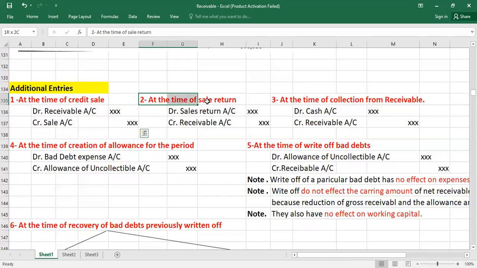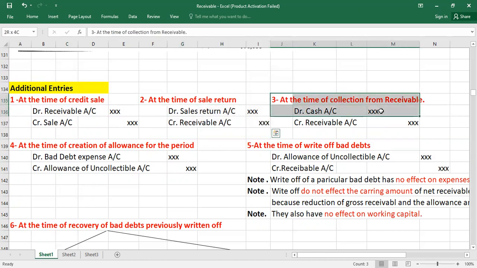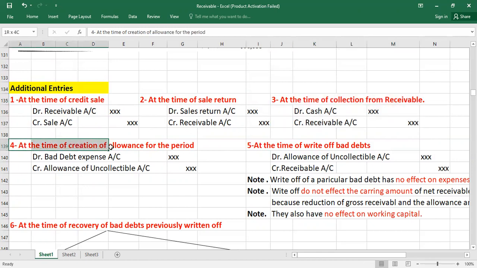And at the time of sales return, what entry might we pass? I'm assuming here you are not creating any allowance for sales returns. You will pass debit sales return account, credit receivable account. And at the time of collection from receivables, we need to debit cash, credit receivable. And at the time of creation of allowance for the period, when you record the bad debt expense, you pass debit bad debts expense, credit allowance for uncollectible accounts.